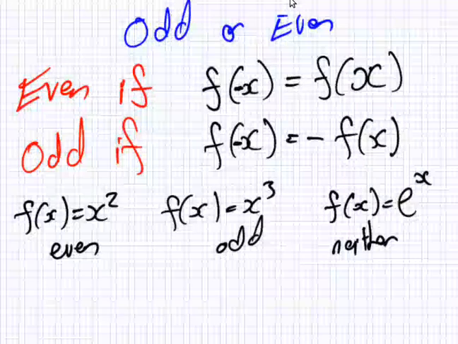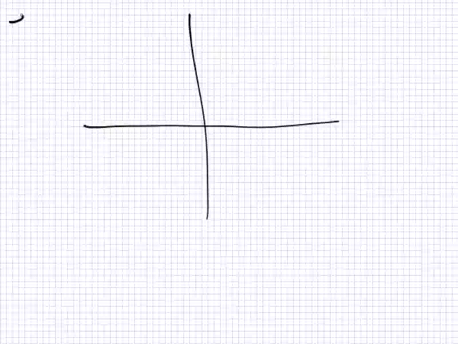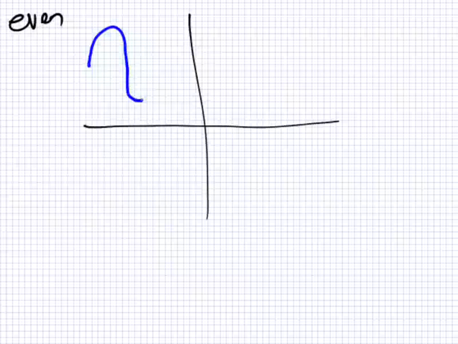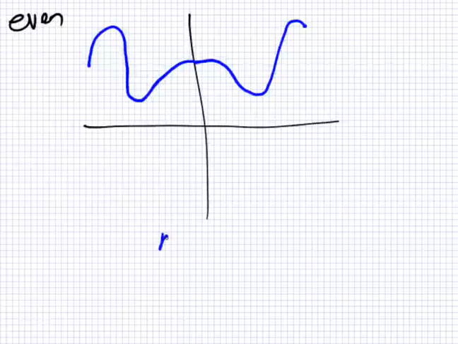So some examples: f(x) equals x squared is even. f(x) equals x cubed is odd. But of course, sometimes a function is not even or odd. e^x is not even and it's not odd. So this one here is neither.